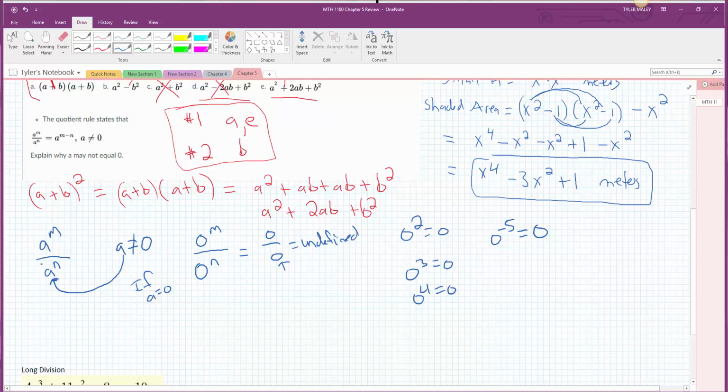Right? So that's the important thing here, is my base can't be 0. And the reasoning is we can't divide by 0, right? Because if the base were 0, then the denominator would be 0, and that's undefined, right?